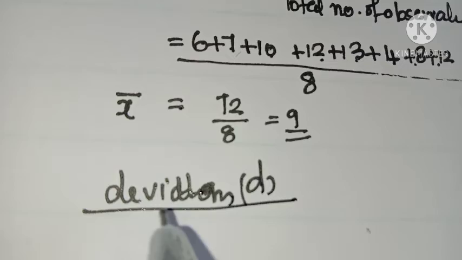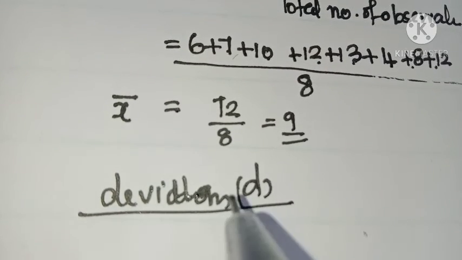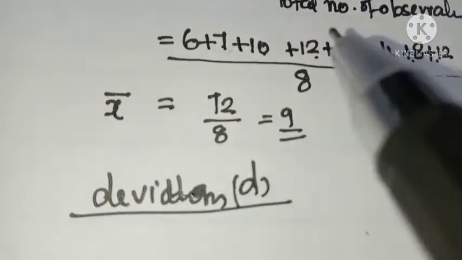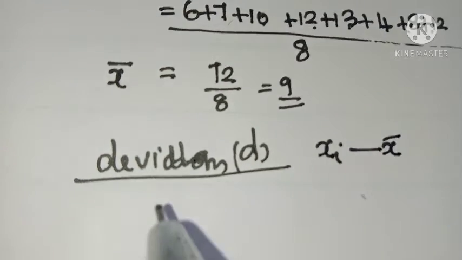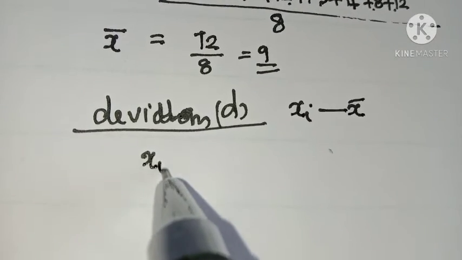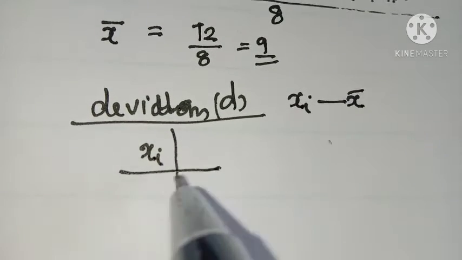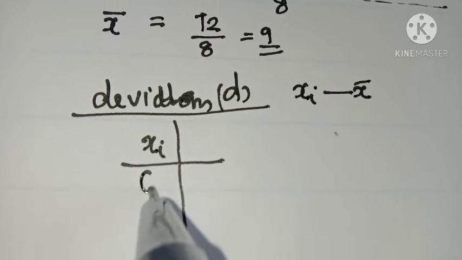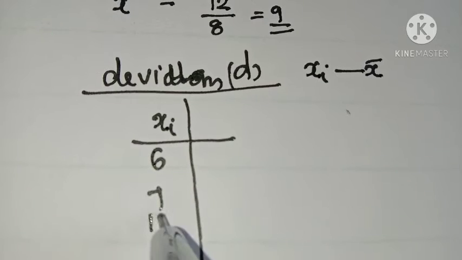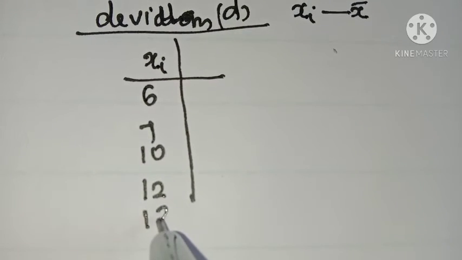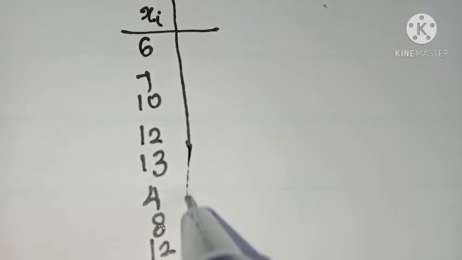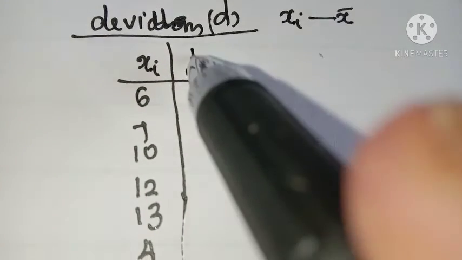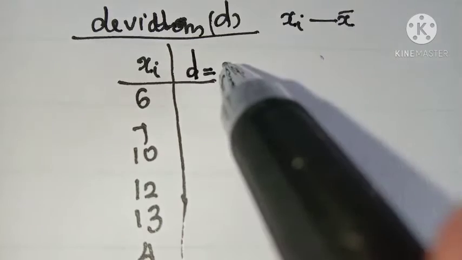Deviations D. These deviations are obtained by subtracting x bar from these values. Our xi is the values given: 6, 7, 10, 12, 13, 4, 8, 12. From these values we are going to find the deviation.